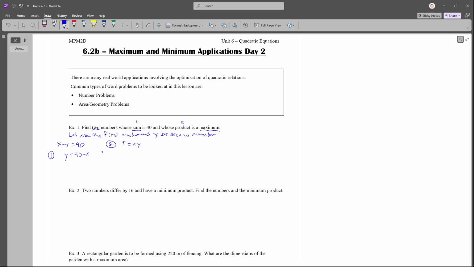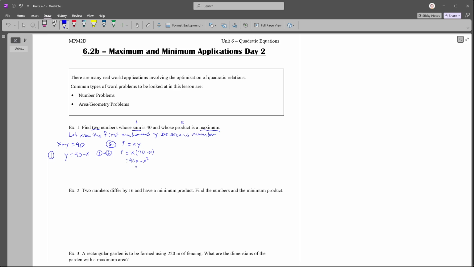So let's do what we used to do. Substitute. We're going to substitute 1 into 2. So our product is going to be equal to x times our value for y, which is 40 minus x. Now this still doesn't help us find a maximum, or does it? Let's try expanding this and see what we come up with. If I multiply this x through, I end up with 40x minus x squared. This looks like something more familiar for what we've been doing this unit. I see a quadratic value here. So let's rearrange this.